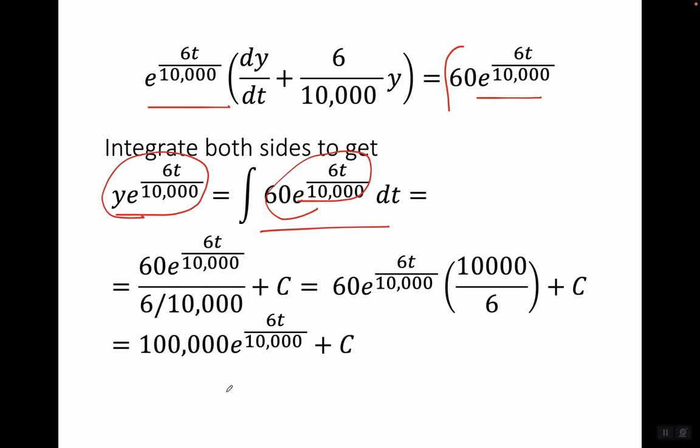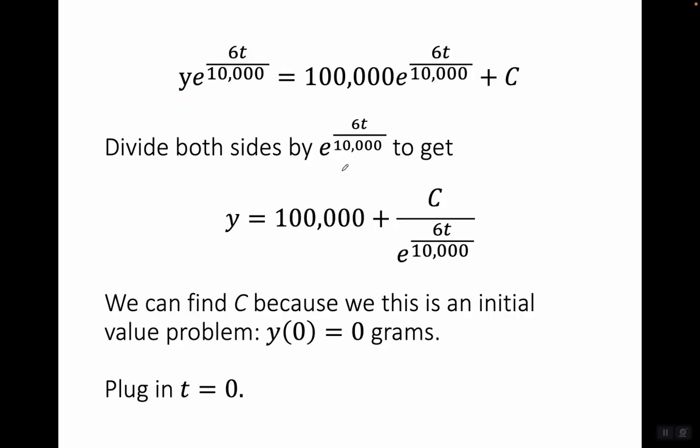That's our solution. So again, this is the left side, and that's the right side. We're going to get y all by itself, so we're going to divide both sides by e to the 6t over 10,000. We end up with y equals 100,000, because this cancels with the e to the 6t over 10,000 you divided both sides by, plus c over e to the 6t over 10,000.